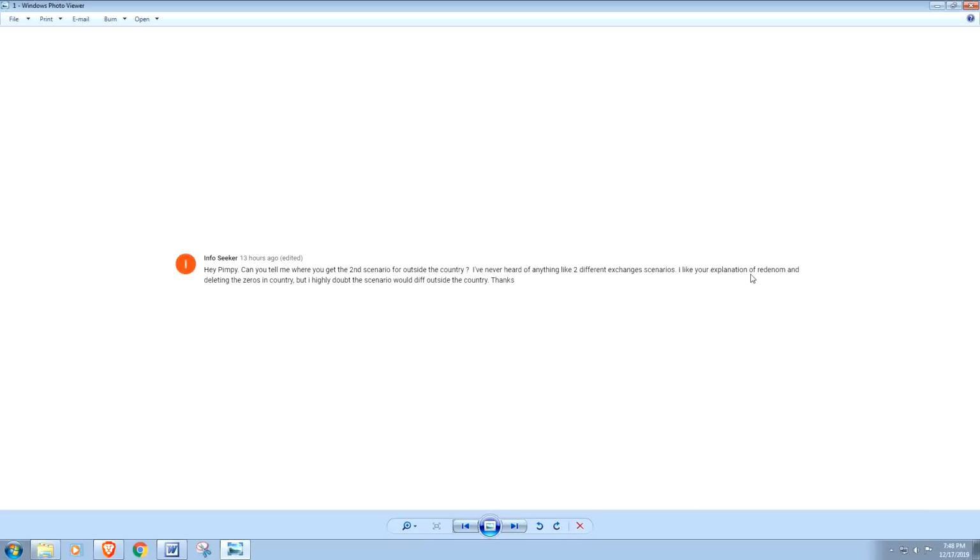I like your explanation of the redenom and the deleting of the zeros in country, but I highly doubt this scenario would differ outside the country. It does. It differs only because I think people are confusing and conflating two things. You guys are looking at what they're doing in country to their currency. But what we need to look at is the rate. So outside the country, it affects the rate. In country, they're affecting the currency.